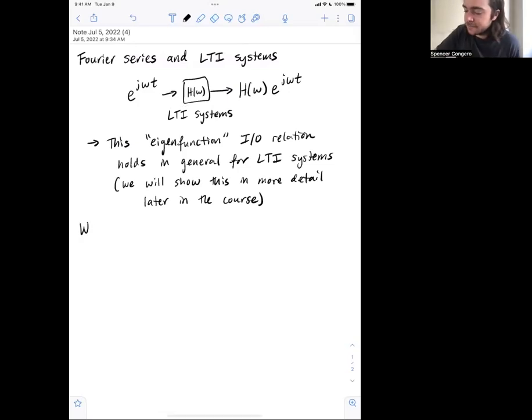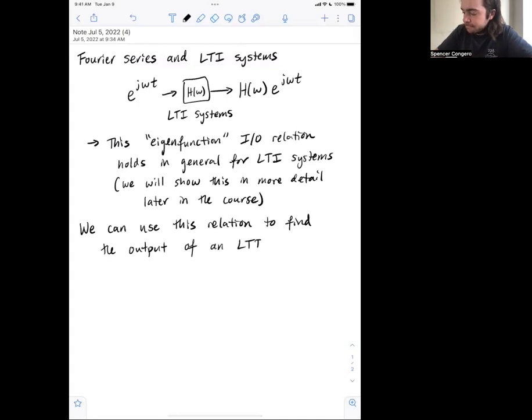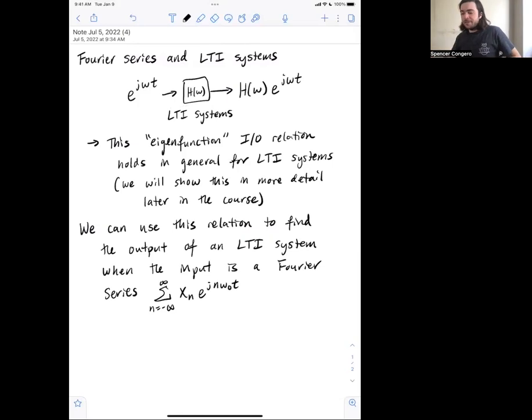And we can use this relation to find the output of an LTI system when the input is a Fourier series. I'm going to just write it as a sum, using x sub n, so maybe the signal is x of t, the sum of x sub n e to the j n omega naught t.